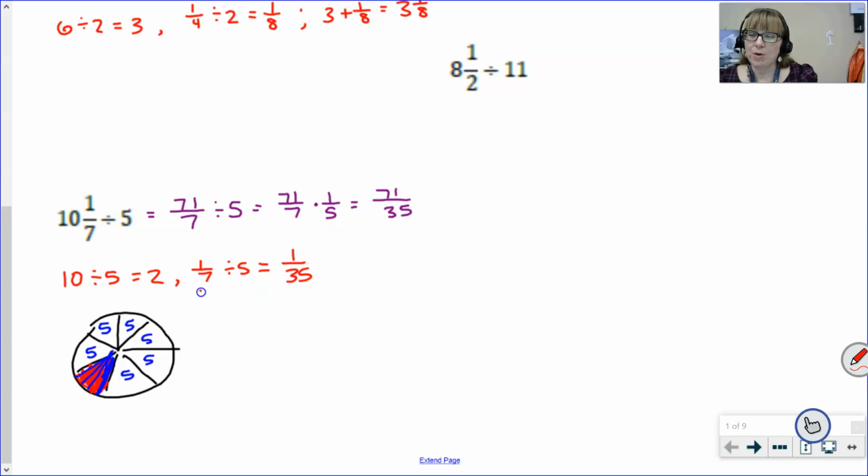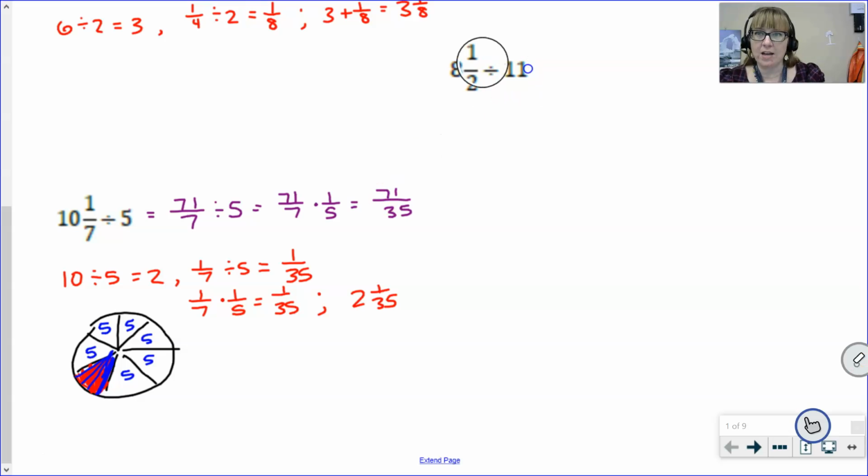If that doesn't help, you could also have thought of it as dividing by 5 is the same as multiplying by the reciprocal, and I get 1 times 1 is 1, 7 times 5 is 35. Either way, we get the same answer. And now I have 2 whole pies and 1/35. That's the mixed number, same here as the 71/35.